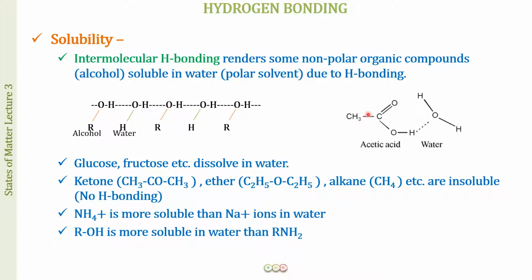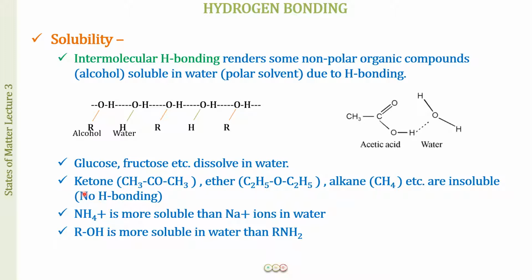Similarly, we have acetic acid. We just now saw the structure of acetic acid, CH3COOH. Again, this hydrogen is covalently bonded to electronegative oxygen, and here again we have an electronegative oxygen. So hydrogen and oxygen can form the hydrogen bond, and therefore acetic acid is going to be soluble in water. Similar to this, we have glucose and fructose as organic compounds, but again, by virtue of the hydrogen bonding taking place, these do dissolve in water.